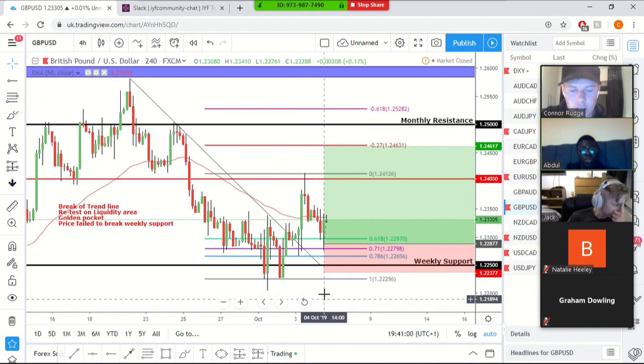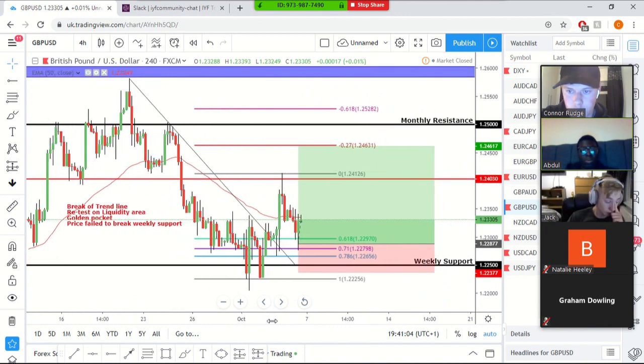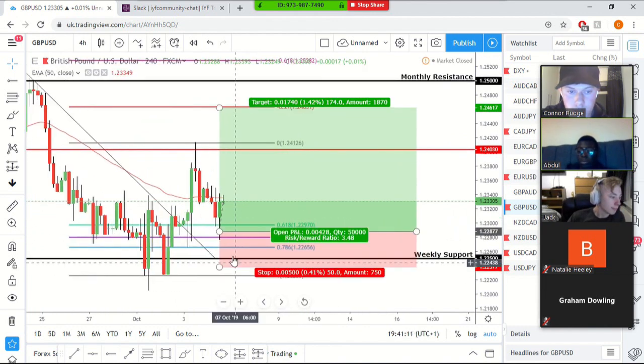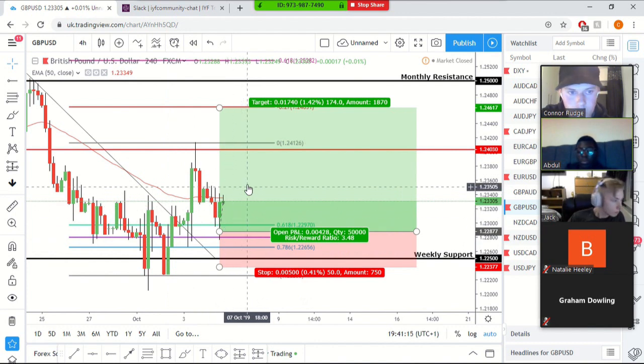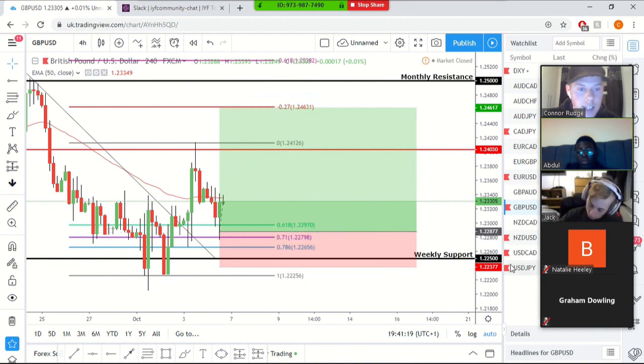I don't really like trading this pair, but the opportunity was there, the confidence was there, and I was pretty confident with it. So you see, broke trend line, retested liquidity area, golden pocket, and price also failed to break this week. This support with two fake outs. So now if we can get this movement up to 1.24030, which is a significant level for this pair, that would be a nice 120 pip move.